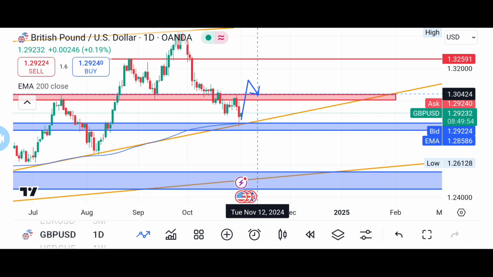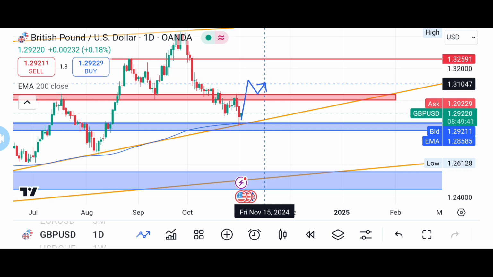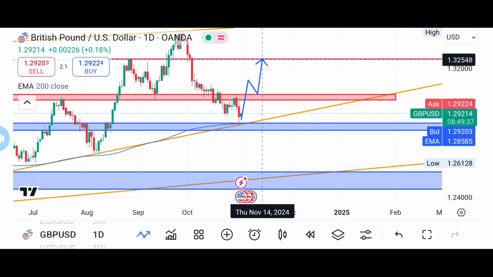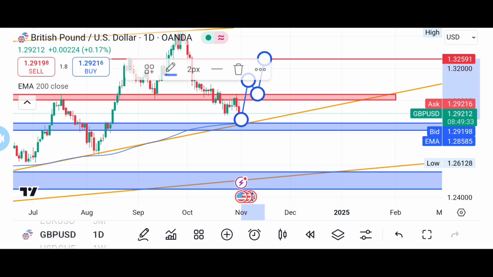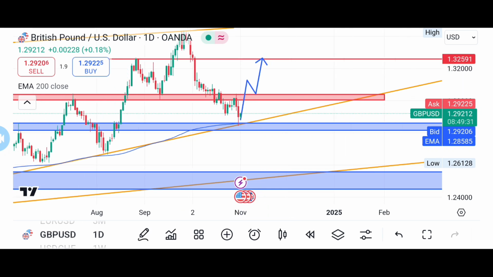Now I will enter with a lot of confidence and place my TP here. This will be my general TP for buyers, around 1.32591. This zone. I will take my TP there. Are we together, guys? That is scenario number 1.